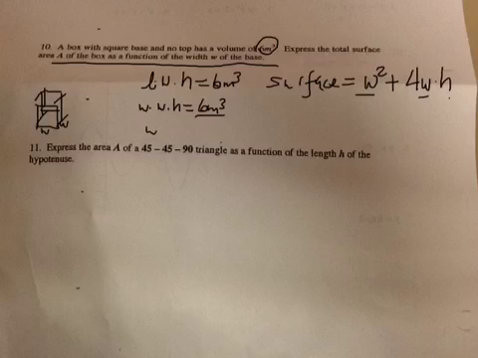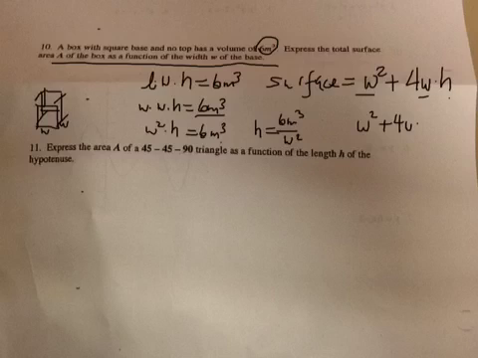So we've got W squared times H is equal to 6M cubed. We're going to solve for H by dividing both sides by W squared, and we get that H is equal to 6M cubed over W squared. I'm going to replace that in this equation. So W squared plus 4W times 6M cubed over W squared.